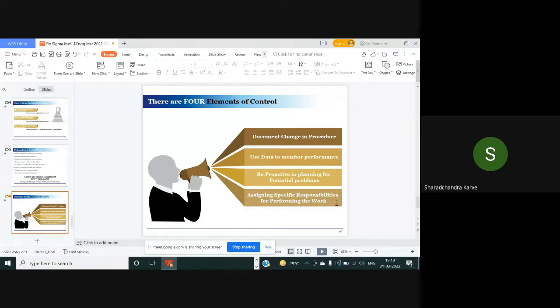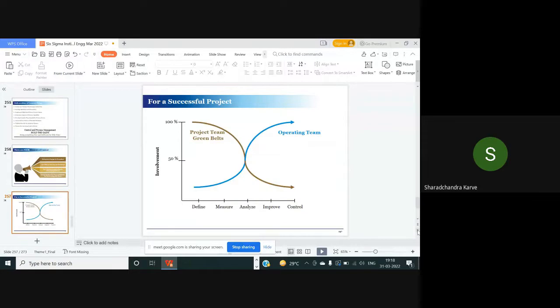So at the end of the project, you will come out with an action plan, and then you will clearly write down who is responsible for maintaining this. So you will say plant manager, production manager, something like that, or site shift engineer who will do this responsibility. That is what is a part of a control plan.